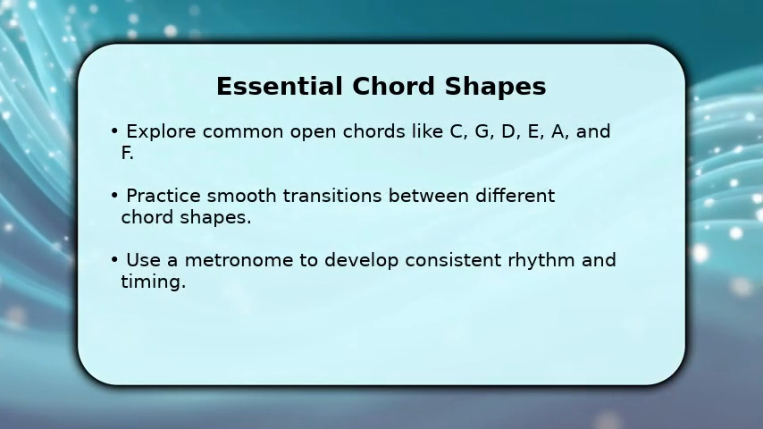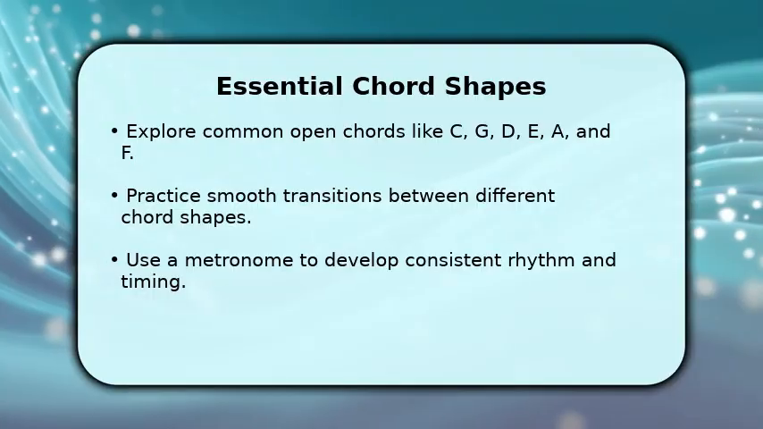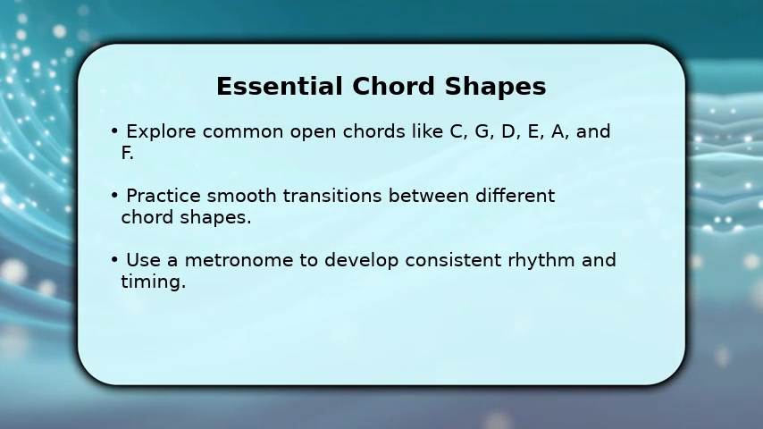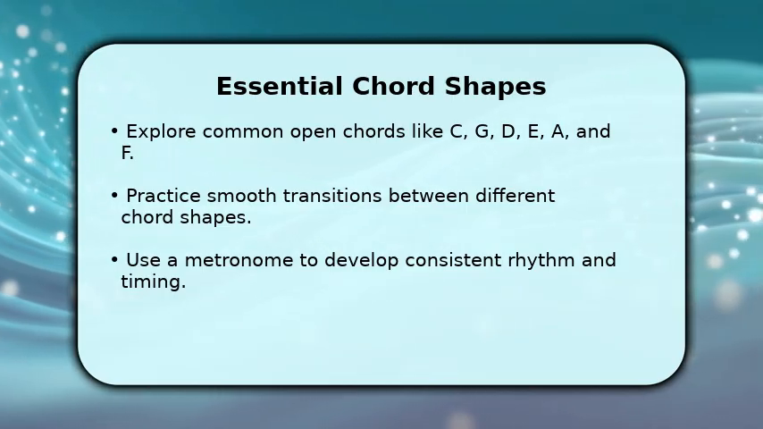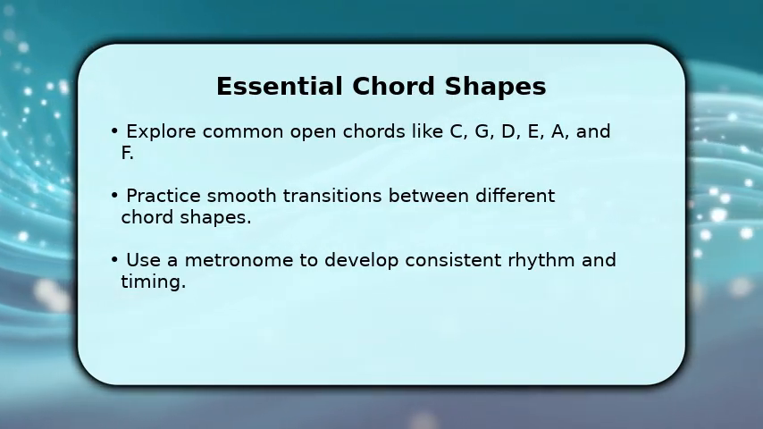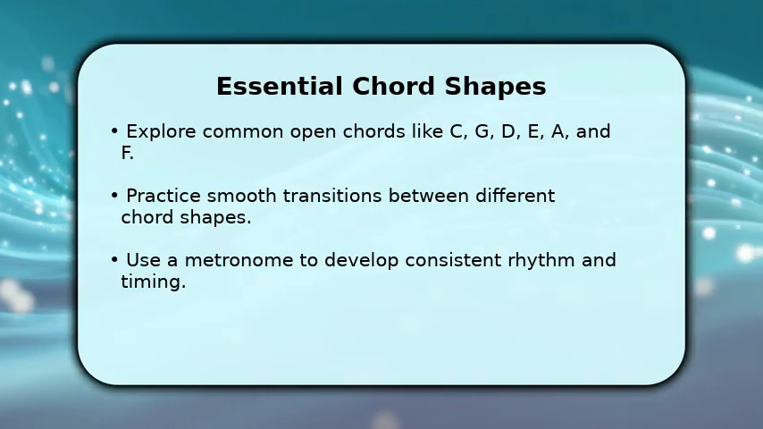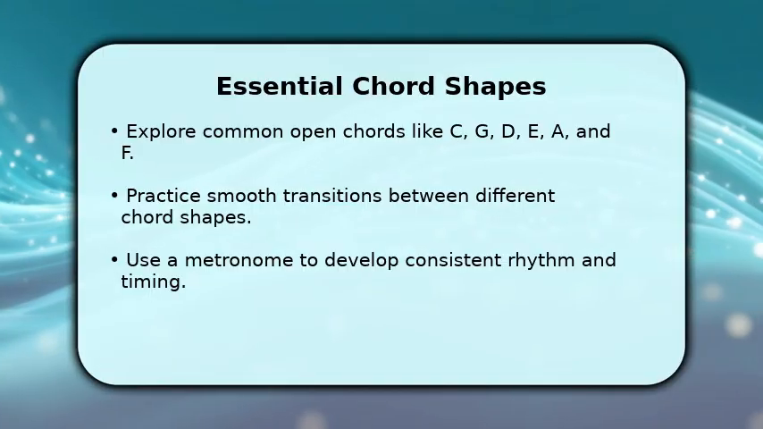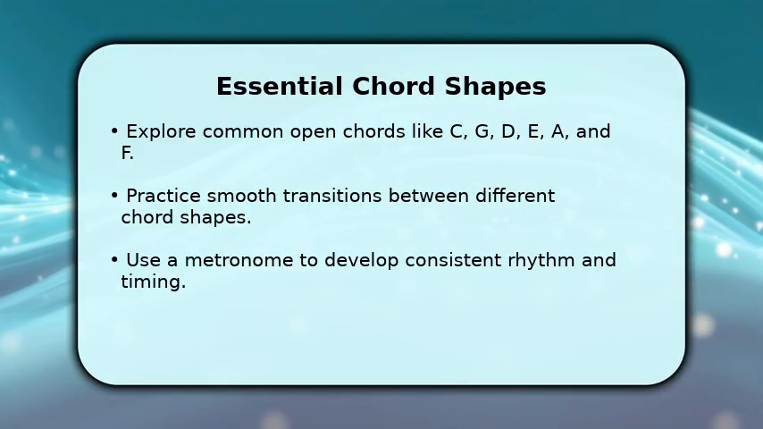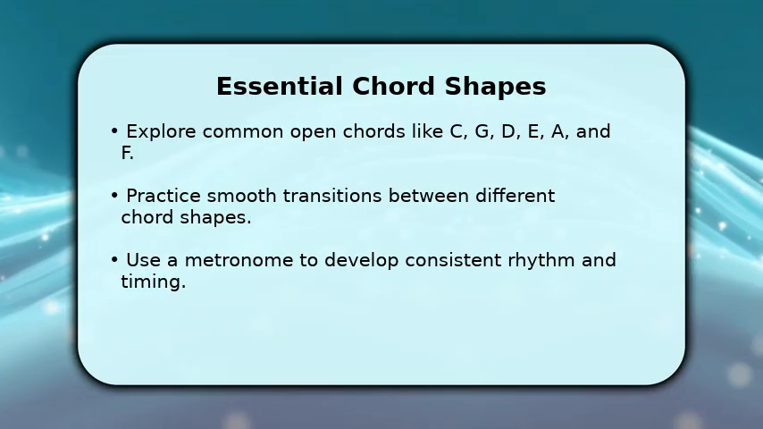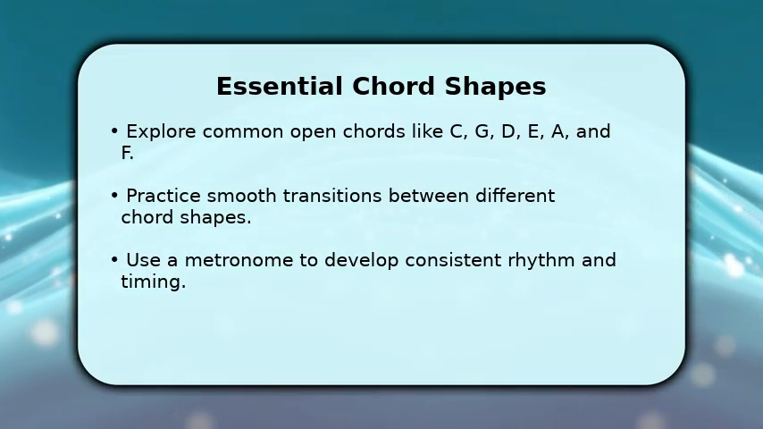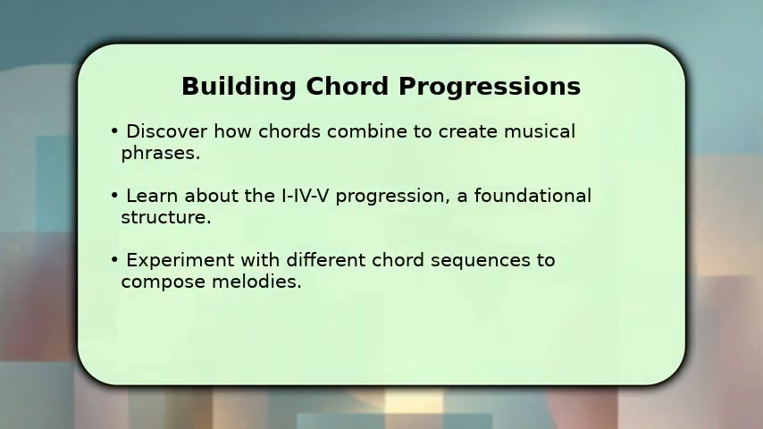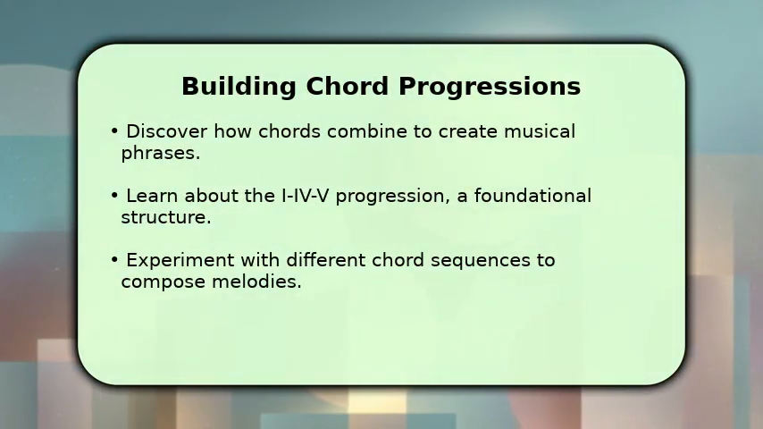Now let's get practical with essential chord shapes. Begin by mastering common open chords such as C, G, D, E, A, and F. These 6 chords form the basis for countless songs. Dedicate time to practicing smooth transitions between them, aiming for a clean sound. Incorporate a metronome into your practice routine to develop a steady rhythm, perhaps starting at 60 beats per minute and gradually increasing.